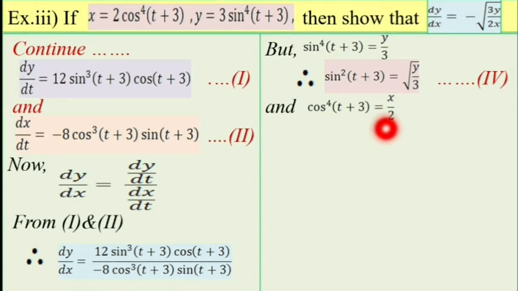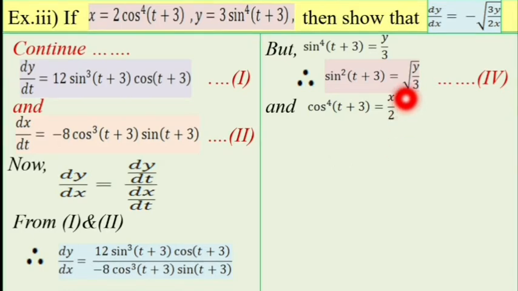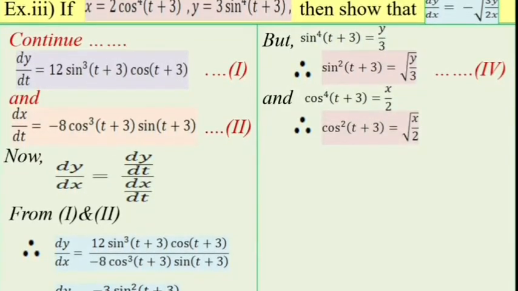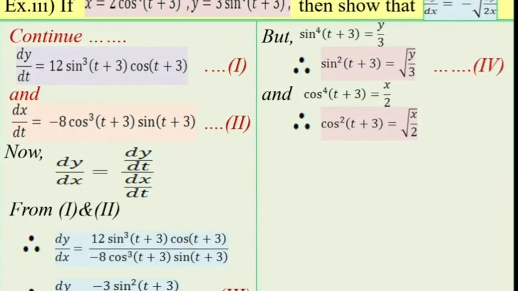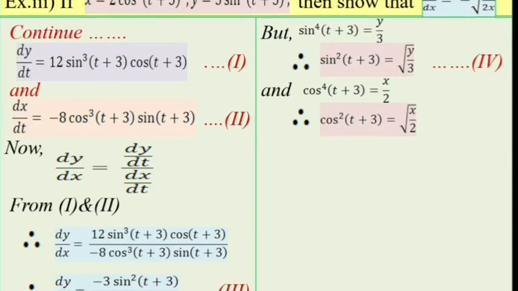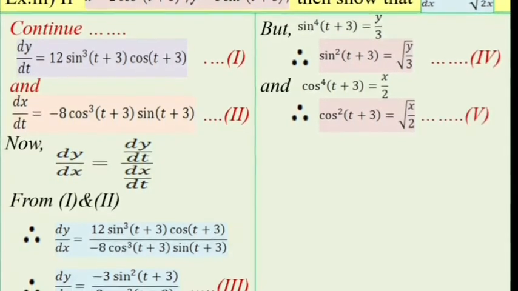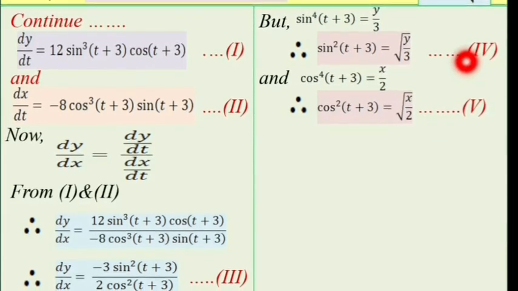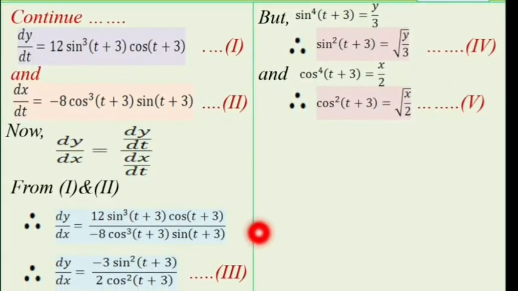Again here we also have to take the square root. Therefore cos raised to 4 having the square root is cos square t plus 3, and the square root of x upon 2 is root of x upon 2. Therefore we get cos square t plus 3 equal to root of x upon 2. That is equation number 5. Now we have to substitute this value from 4 and 5 in equation number 3.